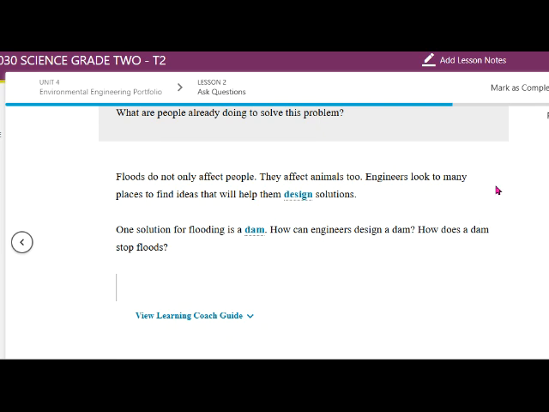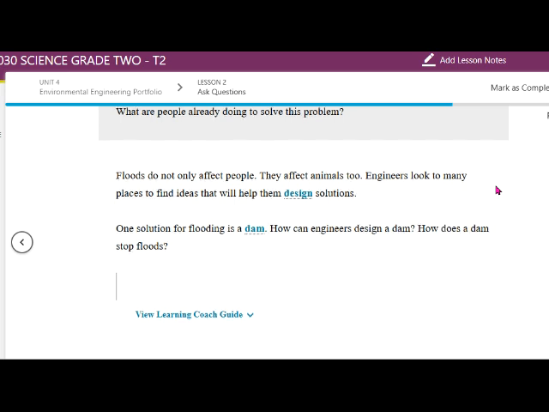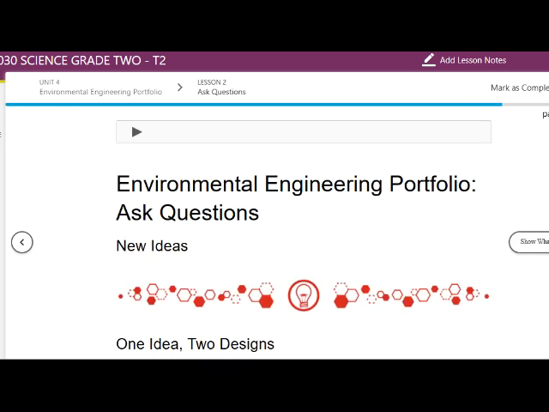Floods do not only affect people, they affect animals too. Engineers look to many places to find ideas that will help them design solutions. One solution for flooding is a dam. How can engineers design a dam? How does a dam stop floods? Those are all really good questions too.